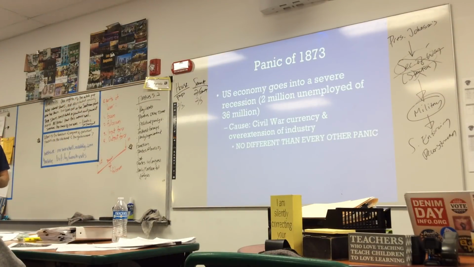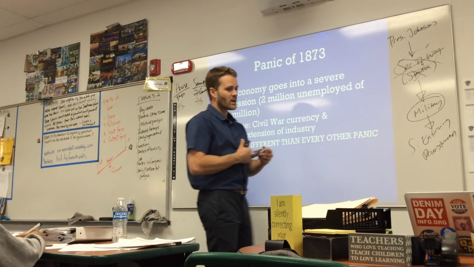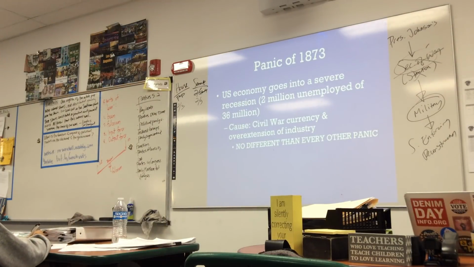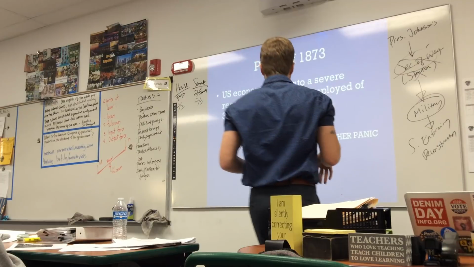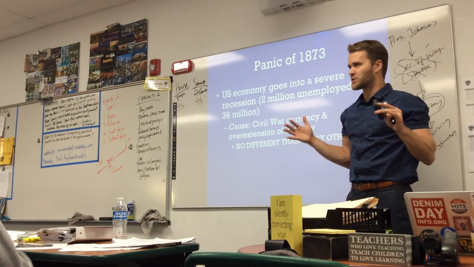So the Panic of 1873 is very important, very much worth knowing. It's a severe recession. This and 37 are probably the two worst in America's history at the time. This will be the worst until 1893. We have 2 million unemployed people out of 36 million, which is a large amount. But the big cause is always overextension of something. I've told you guys this before.